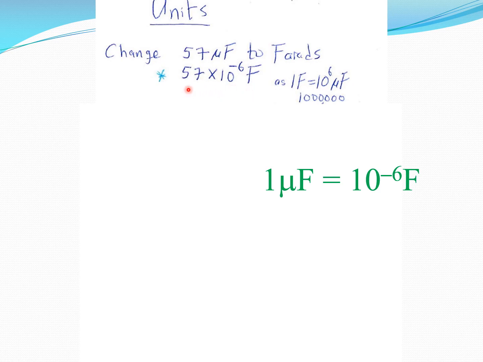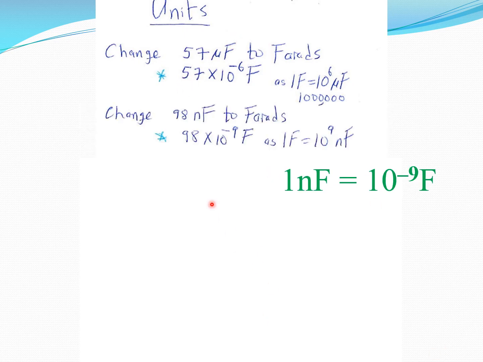Now that number is not in scientific form, but it's in engineering notation. So engineers often refer to 57 microfarads as 57 by 10 to the minus 6 farads. Engineers tend to go 10 to the minus 3, 10 to the minus 6, 10 to the minus 9 and adjust the figure in front accordingly. 98 nanofarads. Again, 1 nanofarad is 10 to the minus 9 farads. So the 98 nanofarads is 98 by 10 to the minus 9 farads.